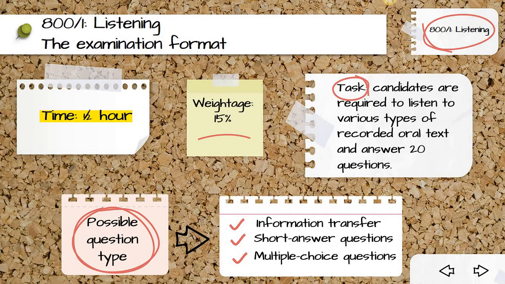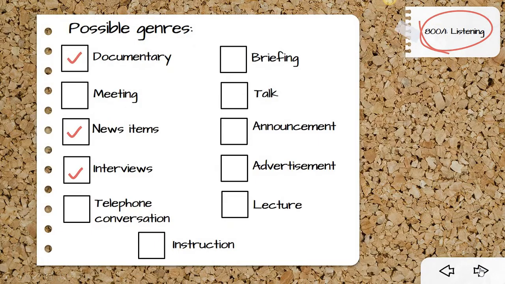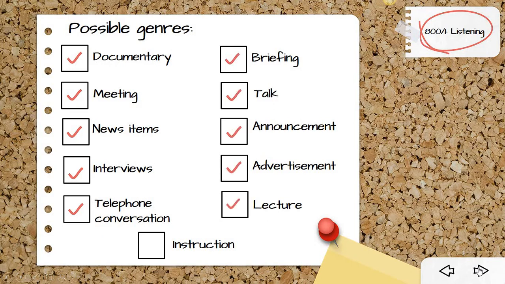What are the possible question types? First, information transfer, short answer questions, and multiple choice questions. Let's look at the possible genres. It can be documentary, meeting, news items, interviews, telephone conversation, briefing, talk, announcement, advertisement, lecture, or an instruction.